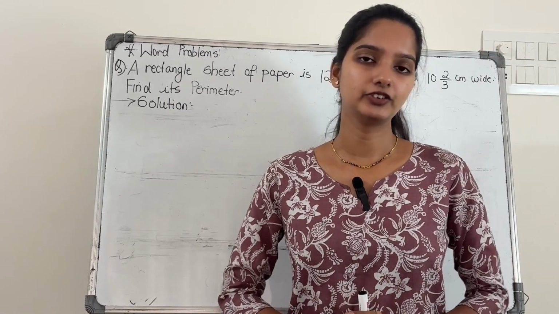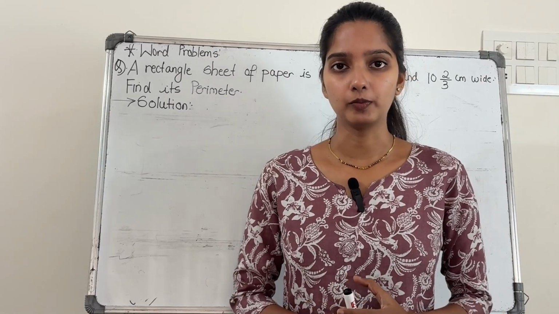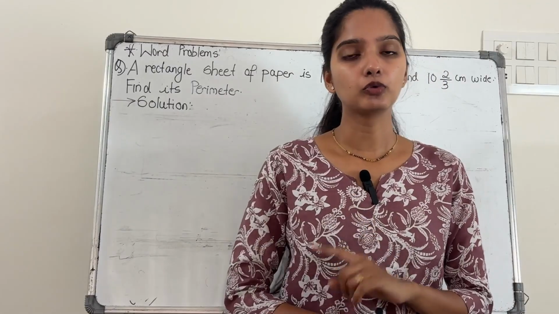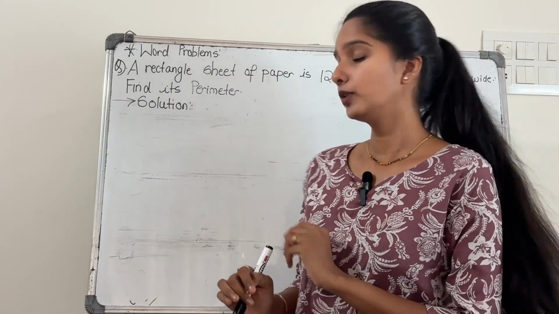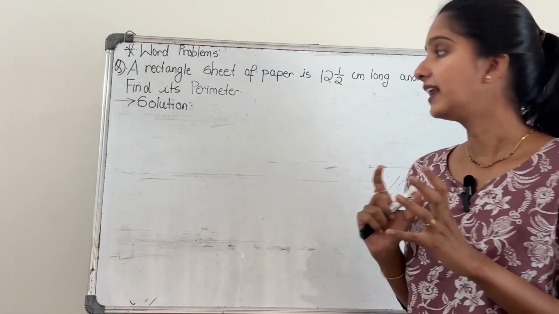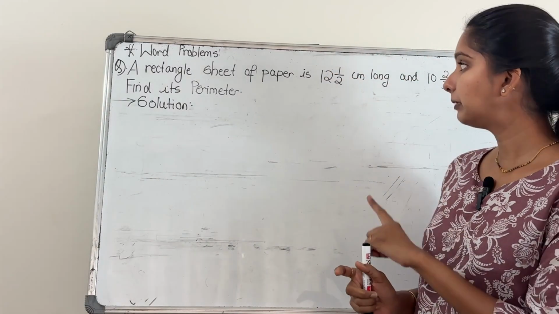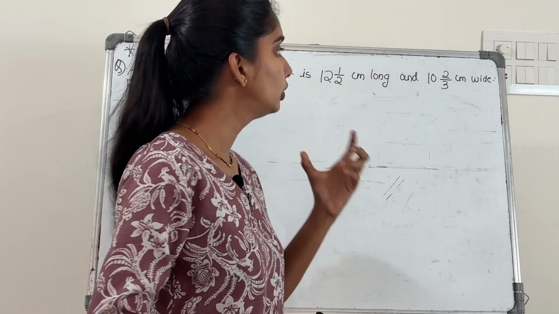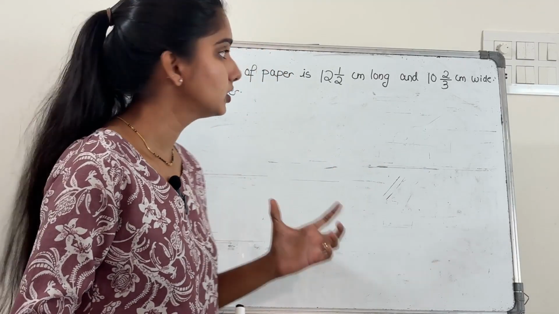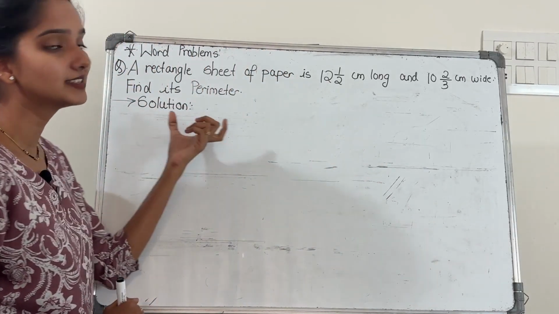So in today's session, you are going to see how to solve a word problem. This is one of the problems from your textbook, from exercise 2.1. What is the question given to you? It says, a rectangular sheet of paper is 12.5 centimeter long and 10 2/3 centimeter wide. You need to find its perimeter.